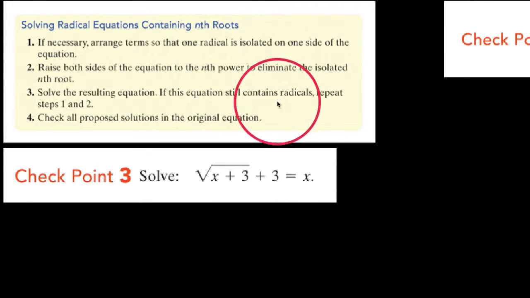Okay, YouTube, in our last video we focused on how to solve polynomial equations. In this video we're actually going to focus on how we could use that in conjunction with radical equations to solve equations containing radicals, or say nth roots more generally.